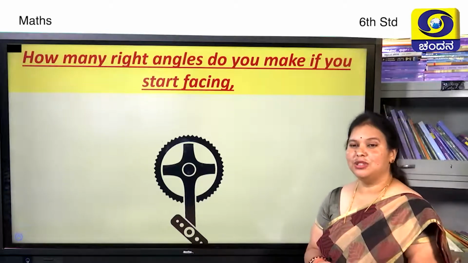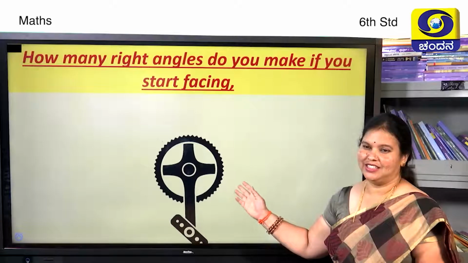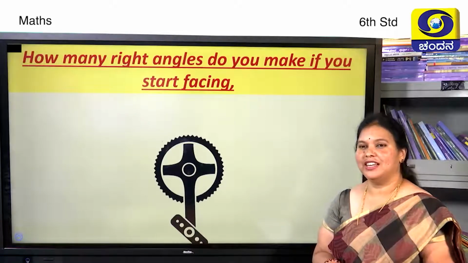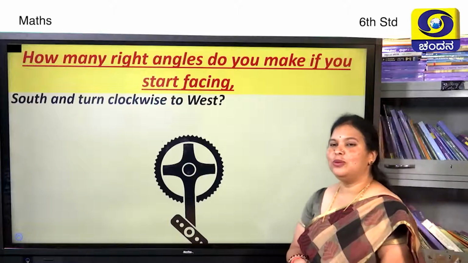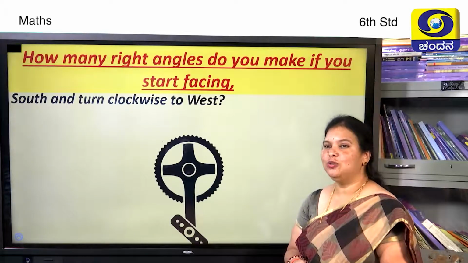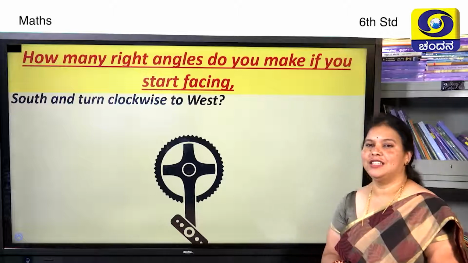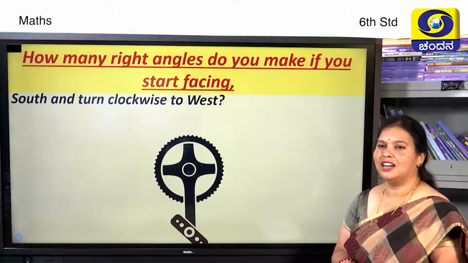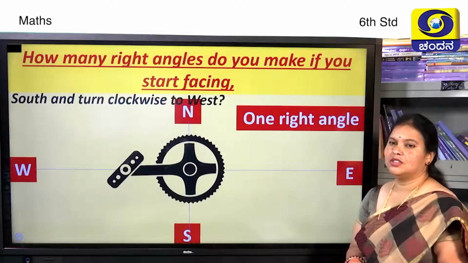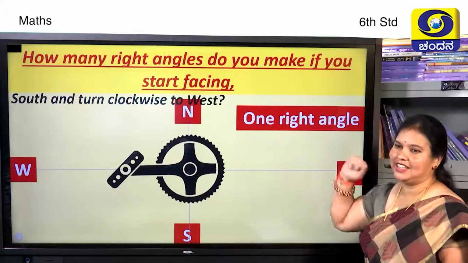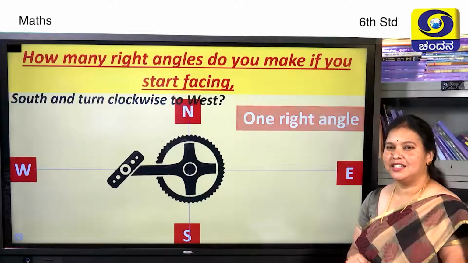So assume that you are sitting in front of your cycle. Imagine the 4 directions you have learned before and solve this problem. How many right angles do you make if you start facing south and turn clockwise to west? Now we'll see the solution. So the answer is 1 right angle.